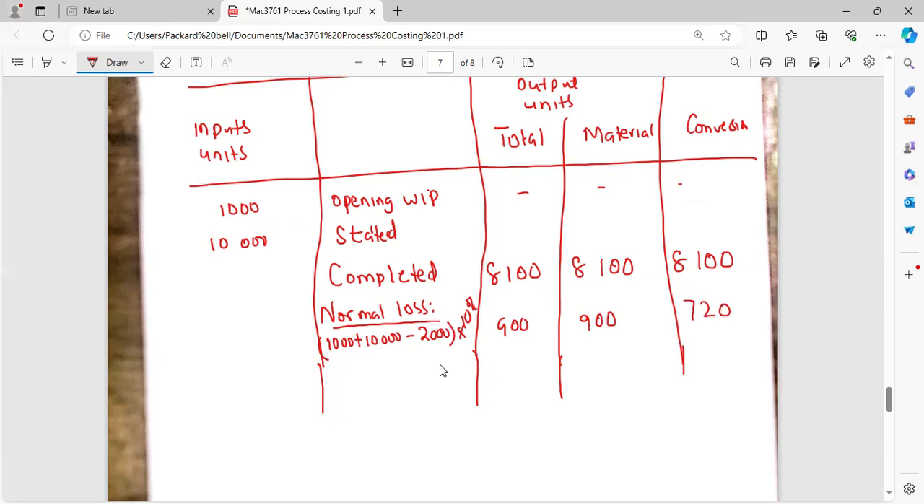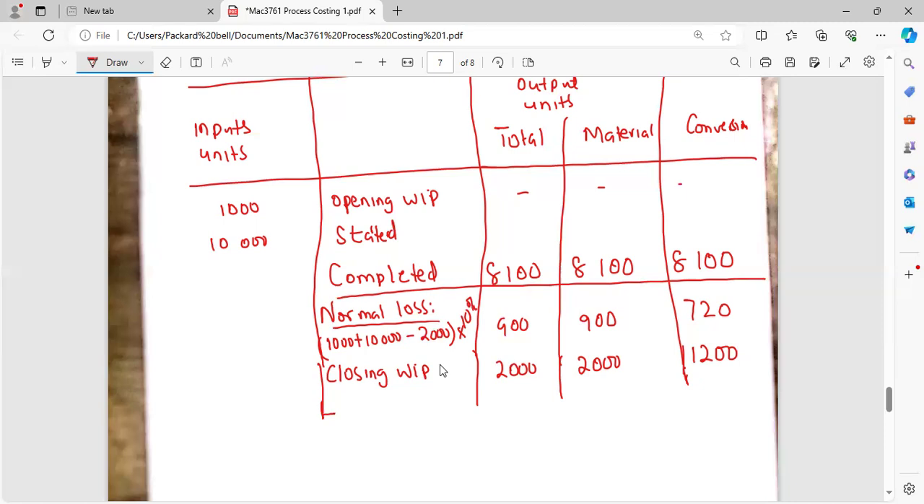Then your closing work in progress is still the same. So what is only different is this line. The rest is the same. So which means we have closing work in progress of 2,000 in terms of material. It was 60% complete, so we multiply by 60%. Then we get our 1,200 here. Right, then we don't have an abnormal loss.